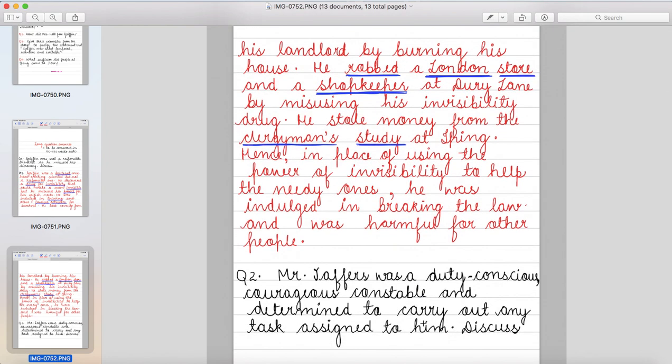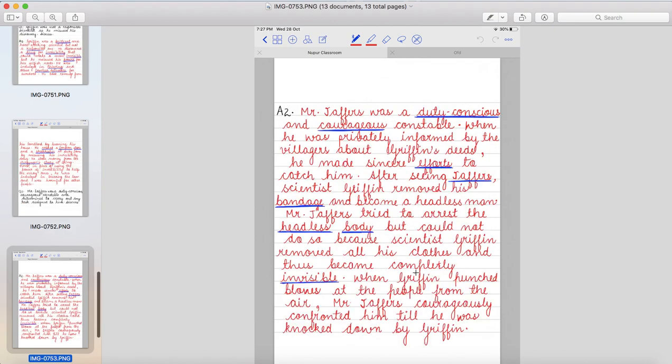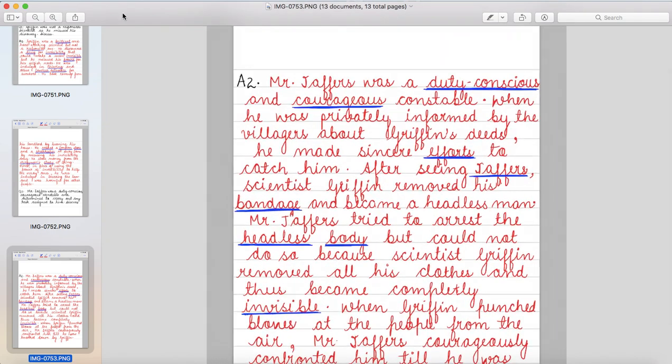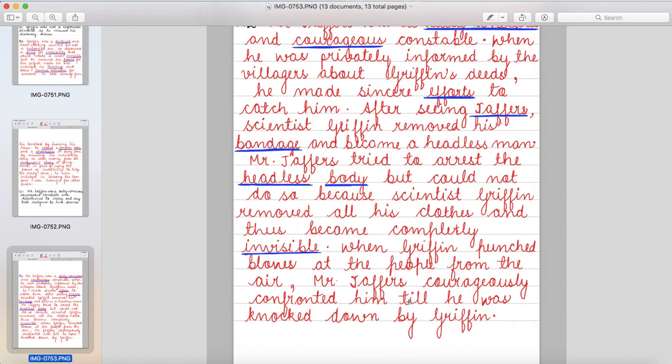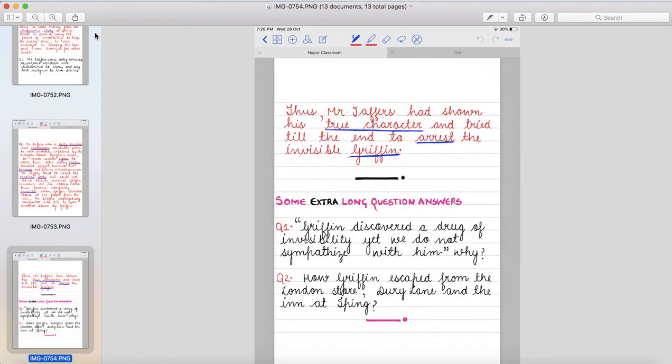Mr. Jaffers was a duty-conscious, courageous constable and determined to carry out any task assigned to him. Discuss. So the answer is Mr. Jaffers was a duty-conscious and courageous constable. When he was privately informed by the villagers about Griffin's deeds, means actions, he made sincere efforts to catch him. After seeing Jaffers, scientist Griffin removed his bandage and became a headless man. Griffin tried to arrest the headless body but could not do so because scientist Griffin removed all his clothes and thus became completely invisible. Okay, when Griffin punched blows at the people from the air, Mr. Jaffers courageously confronted him. Confronted means faced him till he was knocked down by Griffin. Okay, so thus Mr. Jaffers had shown his true character and tried till the end to arrest the invisible Griffin.